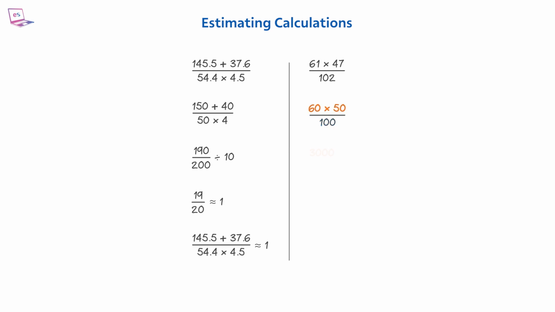60 times 50 is 3000 and 3000 divided by 100 is 30. So, the estimated value of 61 times 47 divided by 102 is 30.